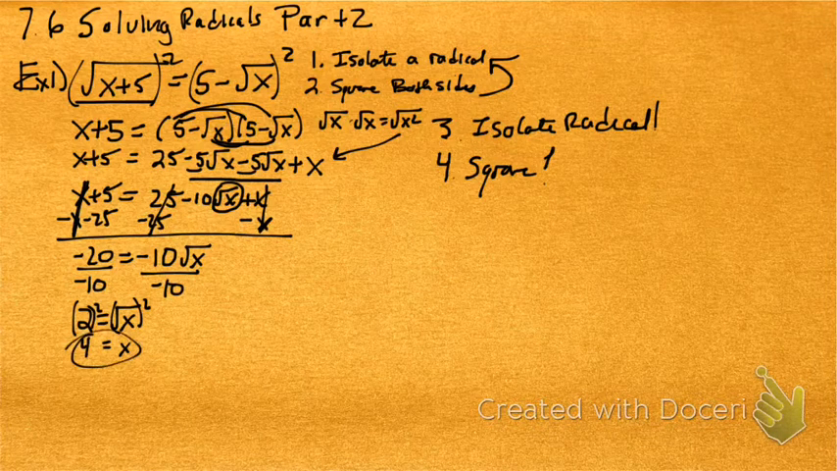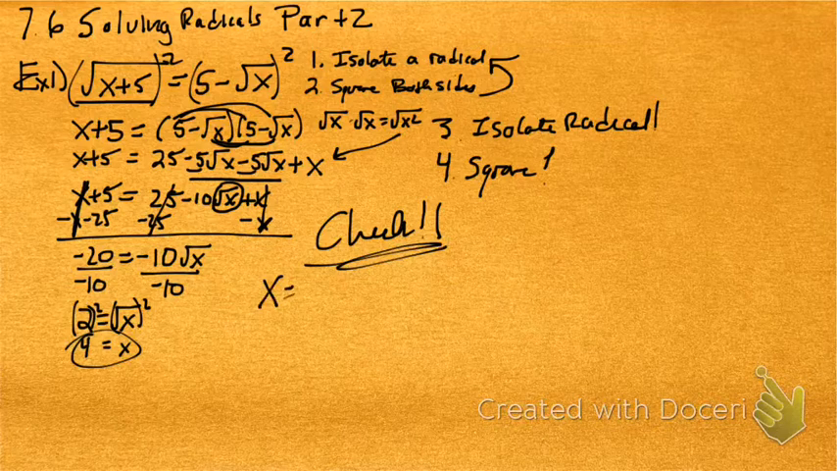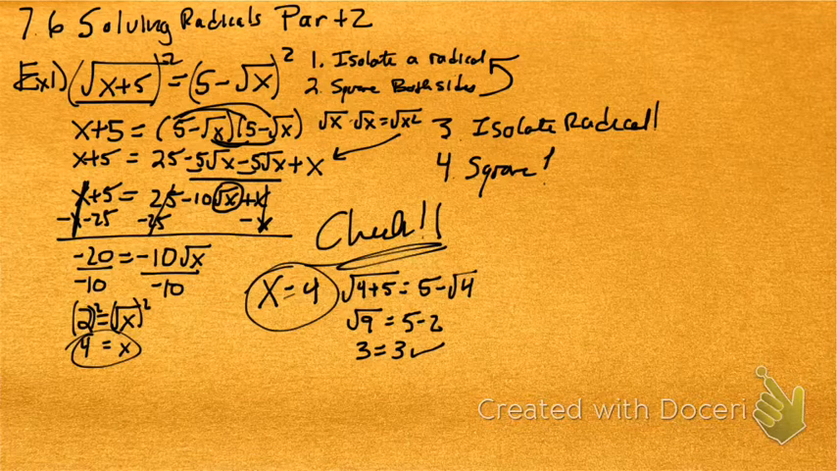4. Now, just like before, you want to check your solutions because it might be extraneous. If we plug in 4 for x in the original problem, always, we're going to have the square root of 4 plus 5 equals 5 minus the square root of 4. Well, the square root of 4 plus 5 is the square root of 9. And this side is going to be 5 minus 2. So I get 3 equals 3. And we've just verified that 4 is the solution.